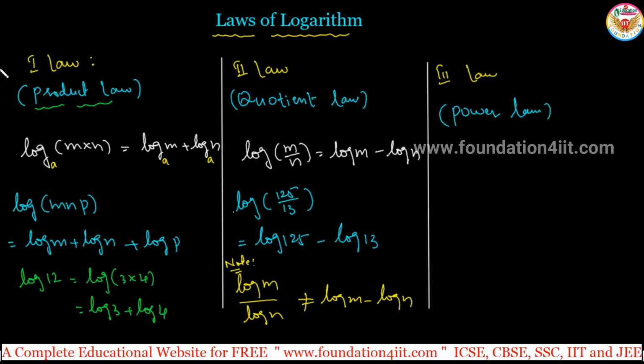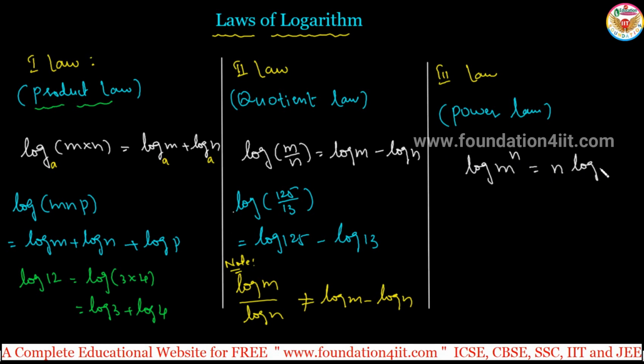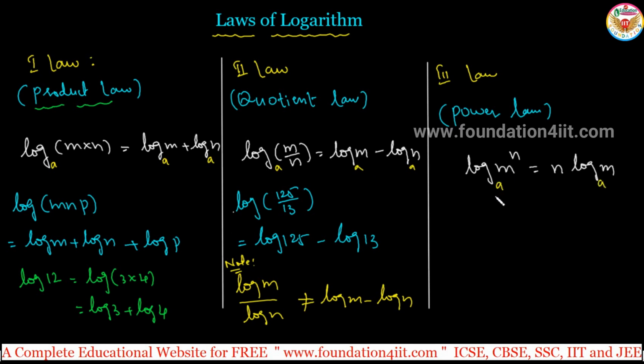And the third law in this logarithm is the power law. If you observe, log m to the power n we can write as n into log m, to the same base. If a is the base here, a is the base there too. Log m to the power n to the base a is equal to n into log m. So whatever the power is, you can take it before the log. The logarithm of a power of a number at any non-zero base is equal to the logarithm of the number multiplied by the power. That log value is multiplied with the power, so n into log m.